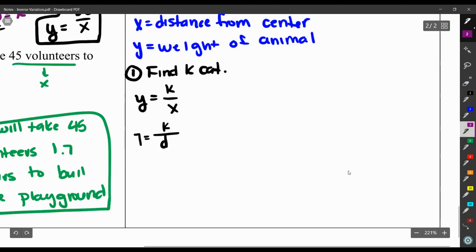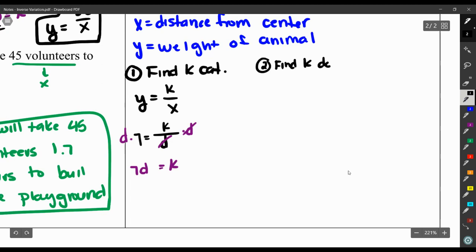So let's go ahead and solve this for k. So I'm going to multiply both sides by d. And we get k is equal to 7d. So we're going to hold on to that for a minute. Now let's do the same process. Let's find k for the dog. Let's see what we come up with on this one.